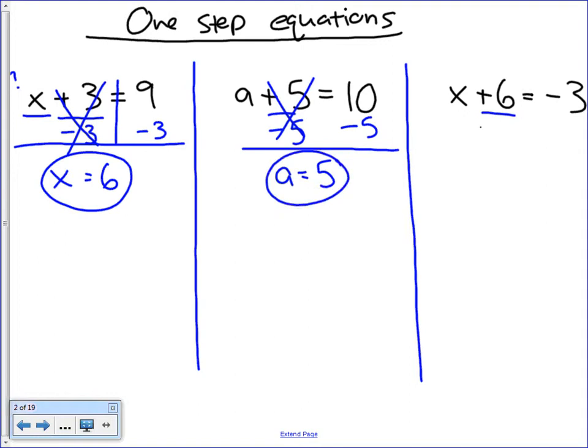The third one here, you need to get rid of that 6, isolate the variable, get the variable by itself, so subtract 6 from both sides. The 6s are going to cancel. I have an x on the left side. Negative 3 minus 6 will give me a negative 9, so x equals negative 9.